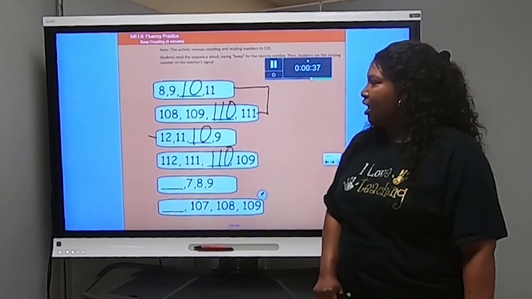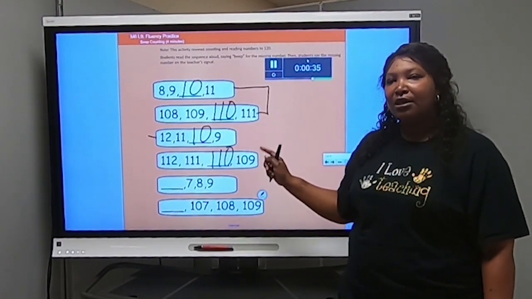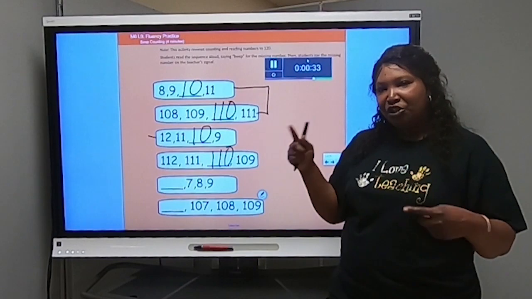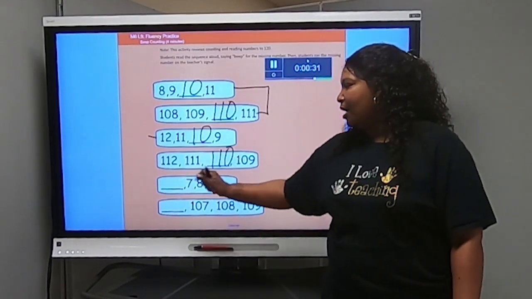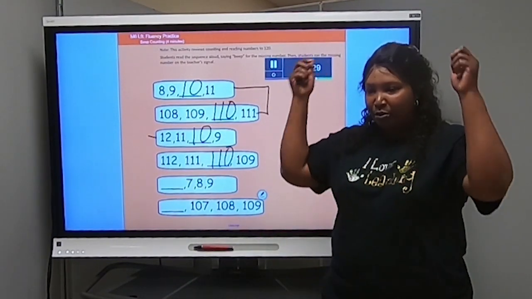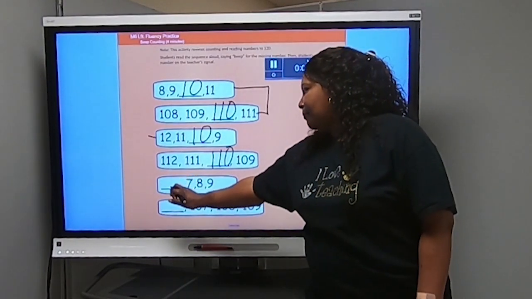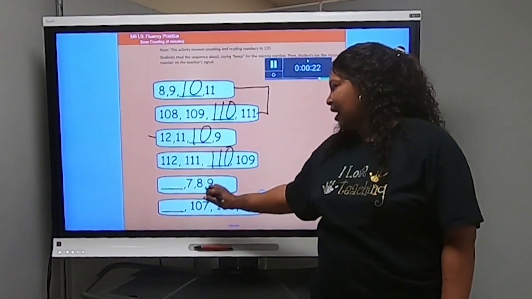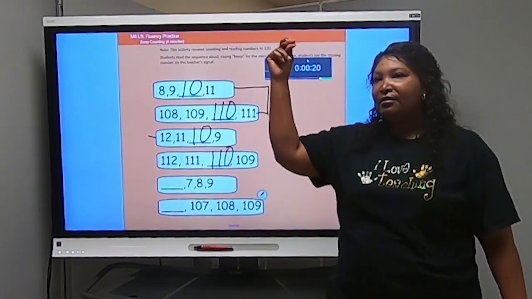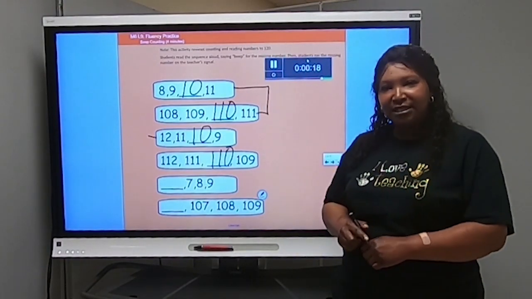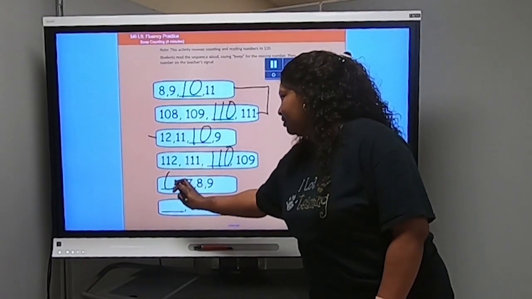Now, the first set, you notice we had a number missing in the middle, okay? We're going to switch it up a little bit. Now, we're going to have a number missing at the beginning. So, put on those thinking caps, and let's go. Beat, 7, 8, 9, 6. Good job. You're great at this.